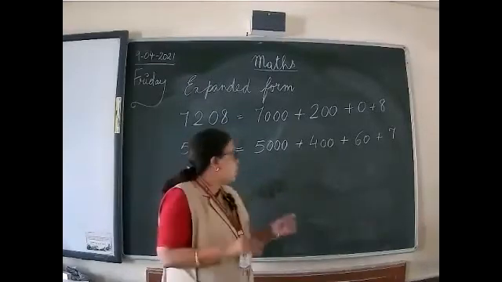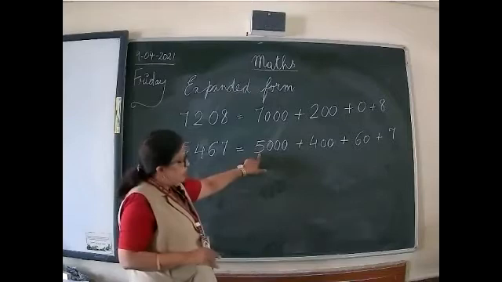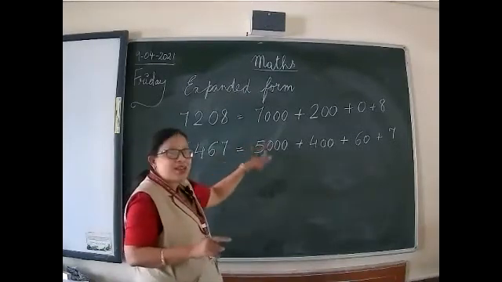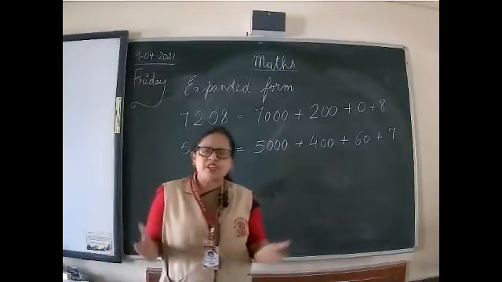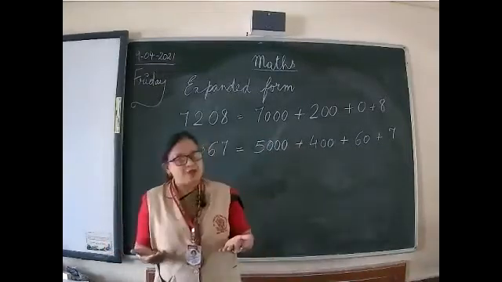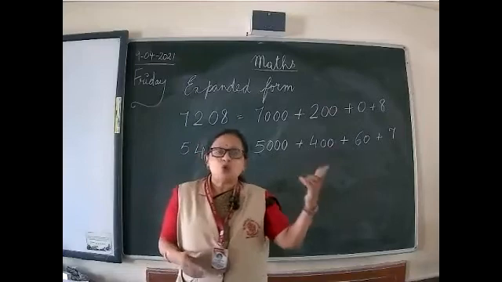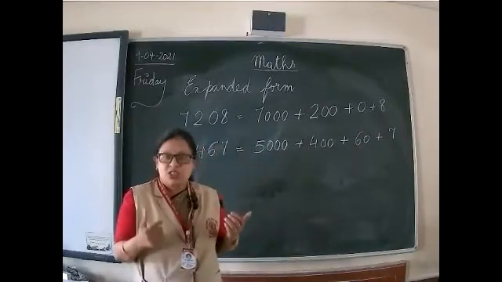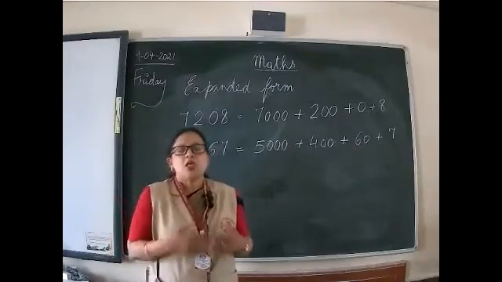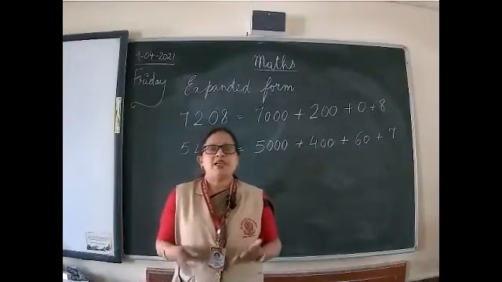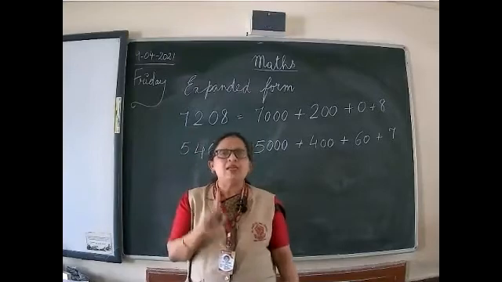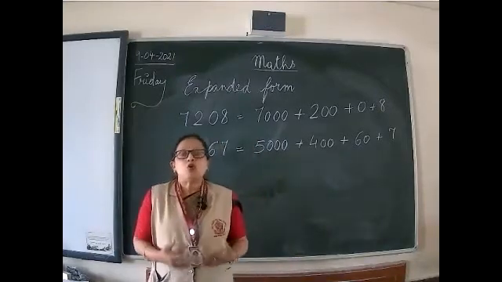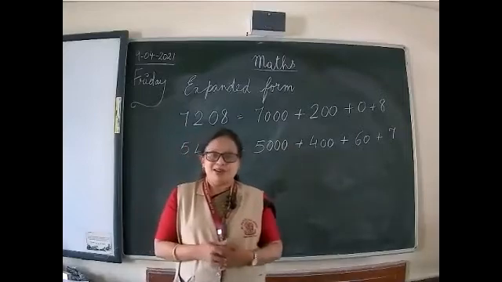Is it clear? Suppose you identify this digit as 5 because its face value is 5. Wherever it is written in ones place, you will call it 5. In tens place, if I ask you which digit is written at tens place, you will say 5. Yes or no? Like this, hundreds and thousands. So anywhere a digit is placed, its face value remains the same. Is it clear, children?